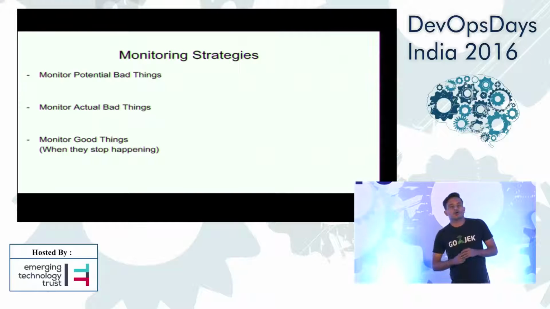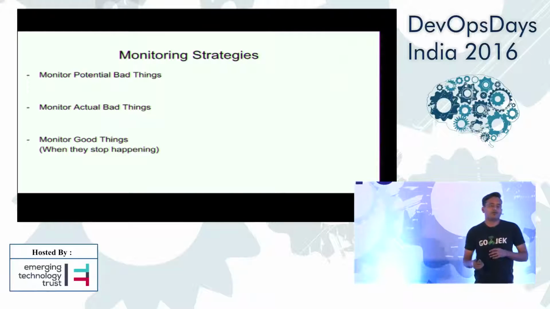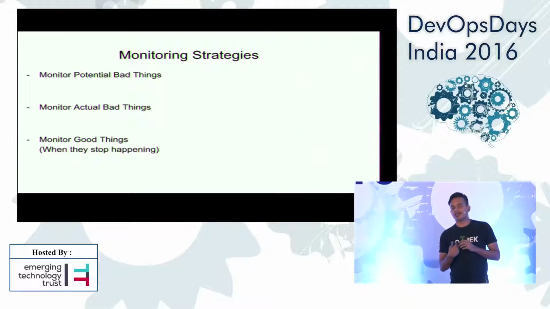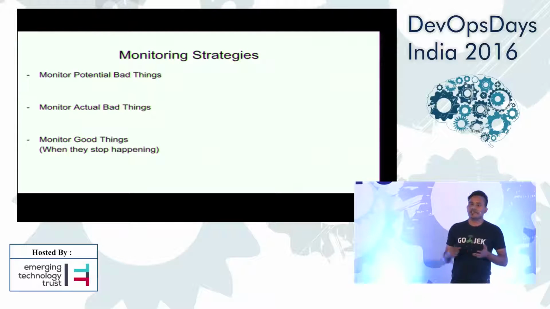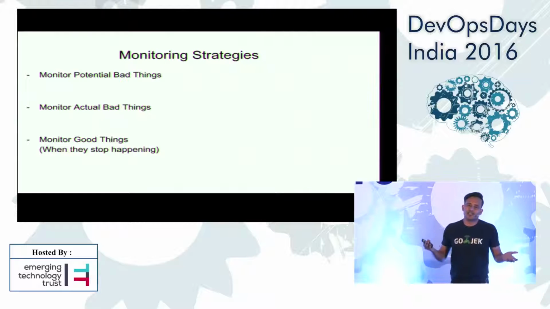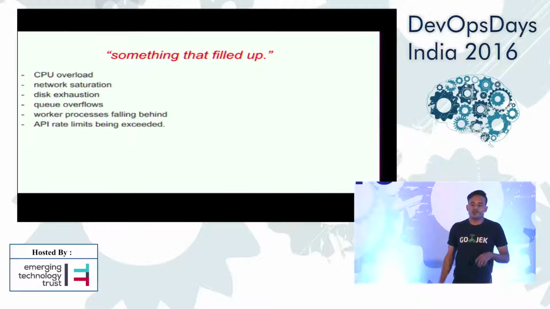Okay, coming on to the strategies that we can employ while putting in a monitoring system, we can basically mention these three things. Monitoring potential bad things that can happen in our system, monitoring actual bad things like errors and exceptions, and monitoring the good things when they stop happening, like the number of bookings per second. So if it goes down, you know something bad is going on.